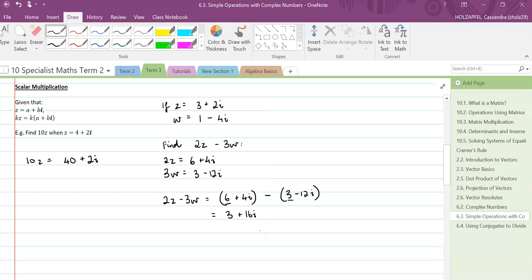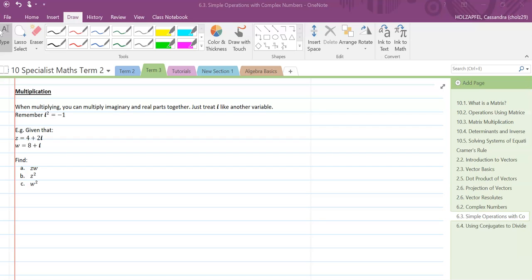Let's go ahead and have a look at some more complex multiplication. When we're doing regular multiplication, it's really important to remember that i is a number. i is just like another variable that we are dealing with here. And we also know that i squared is equal to negative 1. So if we do multiply two imaginary values together and we get i squared, then we can simplify that.